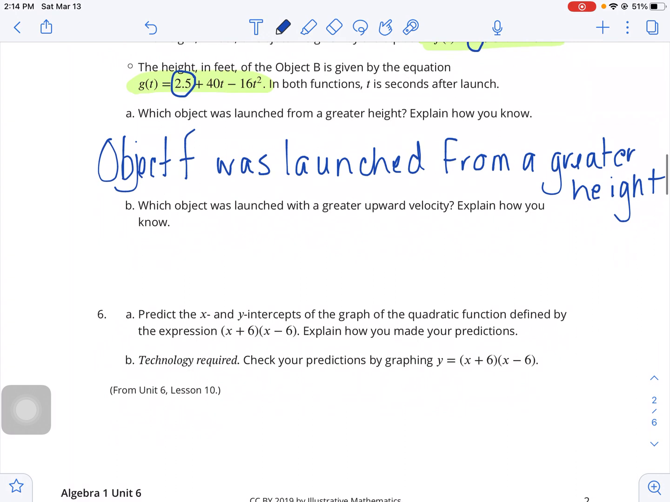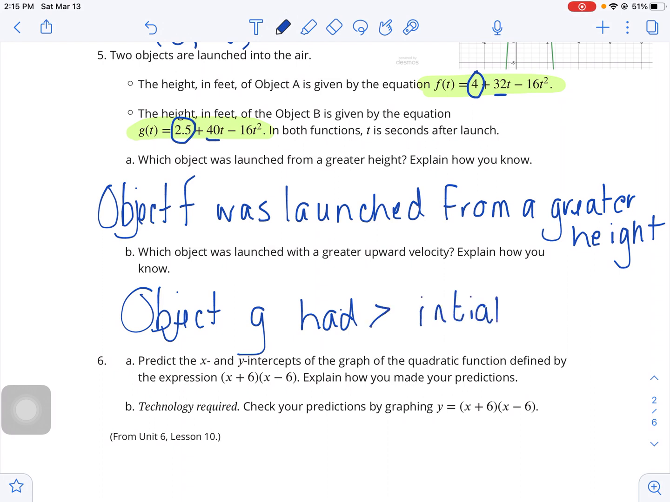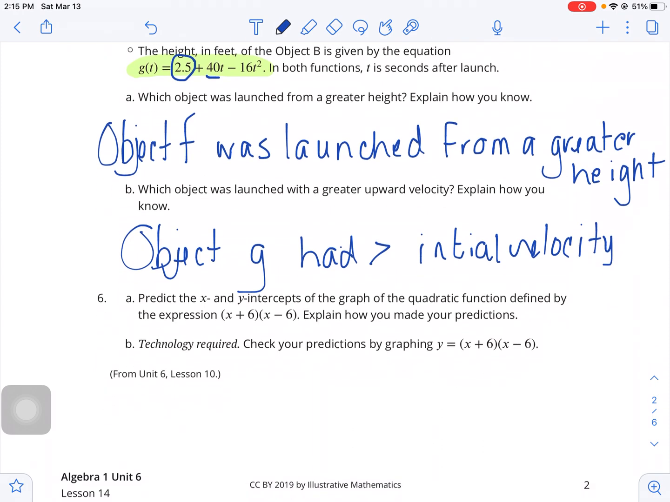And letter B, which object was launched with a greater upward velocity? Now we're looking at this number here, the 32 and the 40, so object G. Let's just say object G had greater initial velocity.